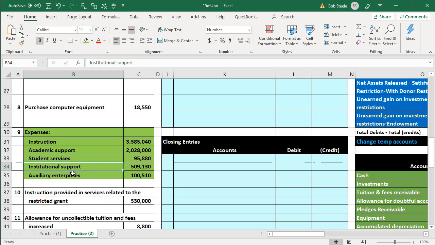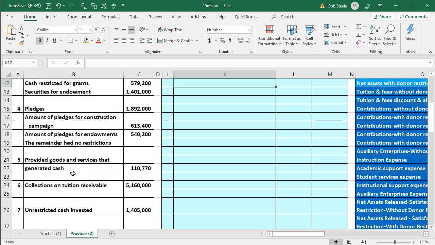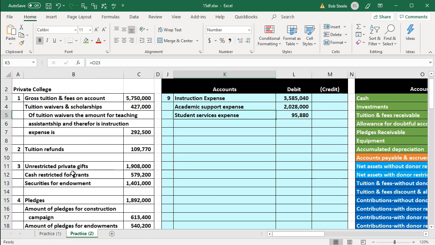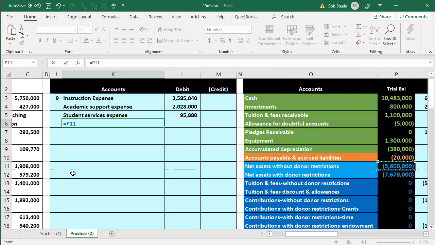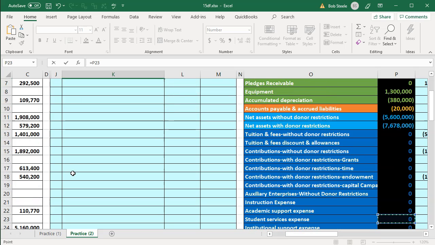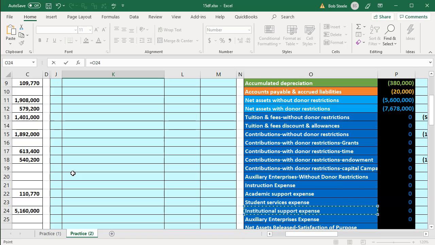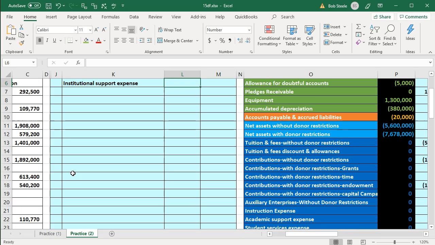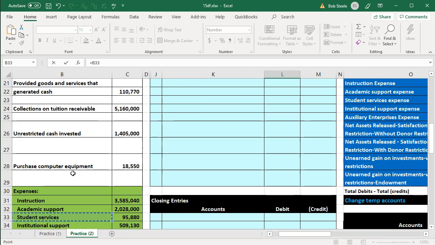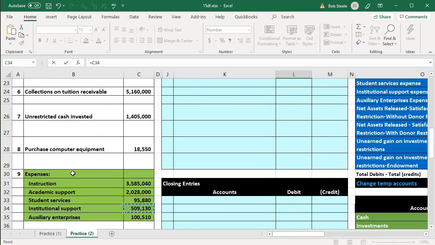All right, scrolling back down, let's see what else we got. We've got the institutional support. So let's see if we have an expense account related to institutional support, as I'm thinking we will. So we are in K6 where I'm going to say equals, scroll back down to the institutional support expense. There we have it. And then in L6, I'm going to say equals, scroll back down, and we're going to pick up the $509,130.